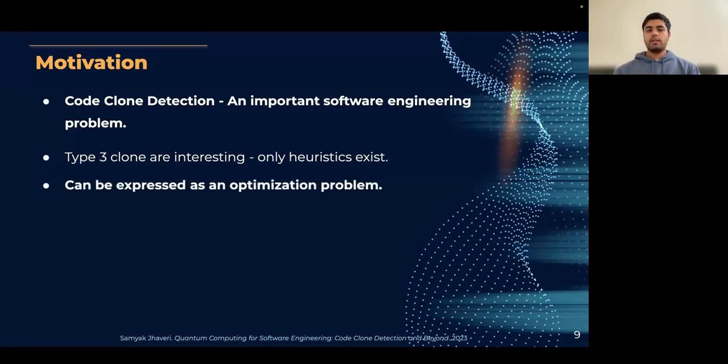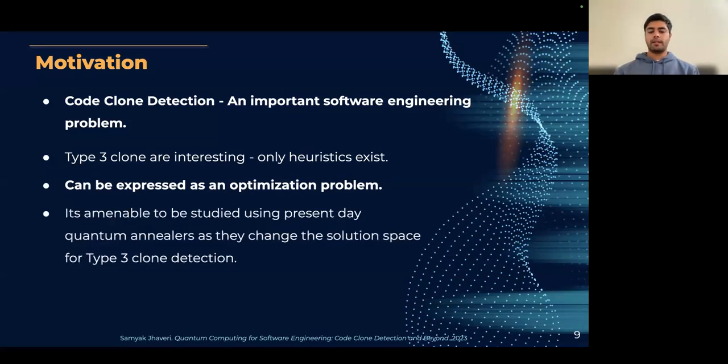One way is to forego graphs altogether and express the code clone detection problem as an optimization problem. So what I have done here is express the software code clone detection problem, a well-known problem in software engineering, as an optimization problem so that it can be solved using a quantum annealer. And because we all know that quantum annealers are good at optimization, it is an interesting area of research how such a problem can be expressed to be solved on quantum annealers.